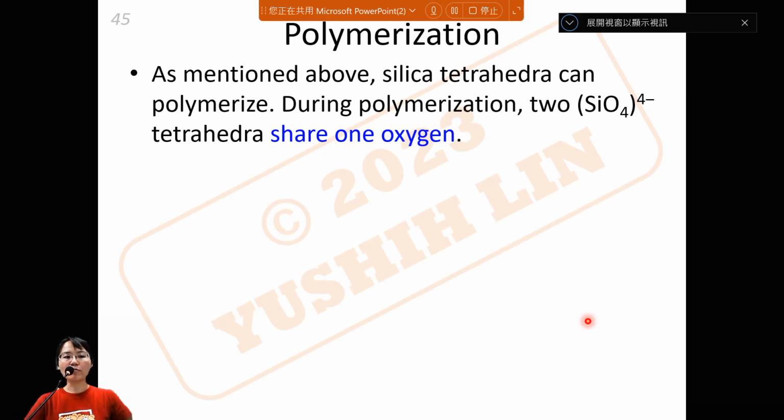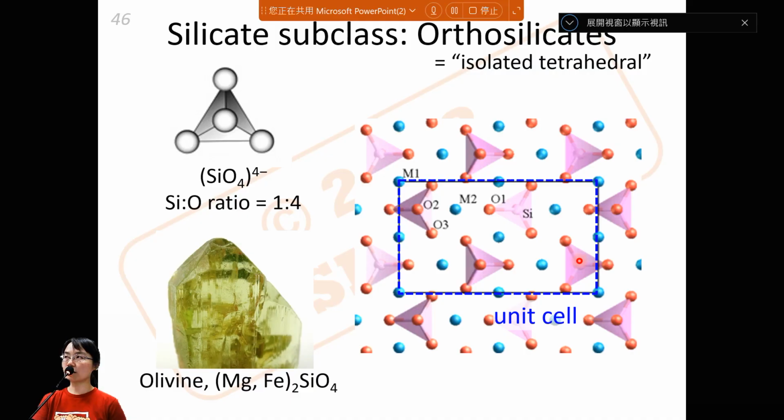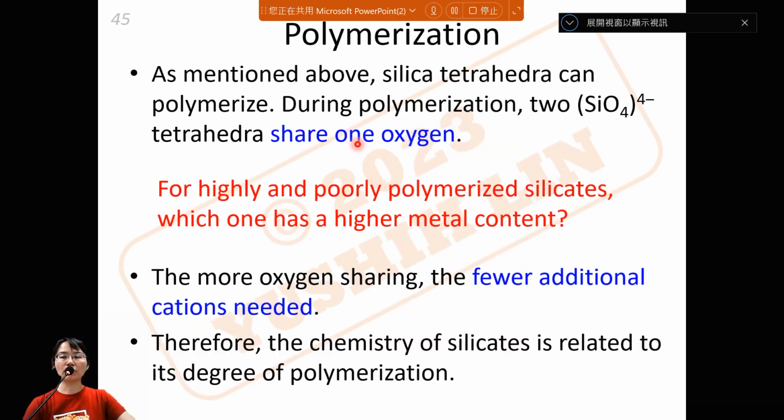So we talk a little bit more about polymerization. As mentioned above, silica tetrahedra can polymerize. During polymerization, 2 silicate tetrahedra share 1 oxygen. In this case, is there polymerization? No. Here, there is no polymerization because the red balls, these are oxygen, they don't share oxygen with another tetrahedron. Each tetrahedron is independent. I will show you what kinds of silicates have polymerized.